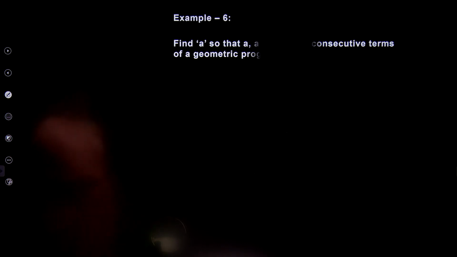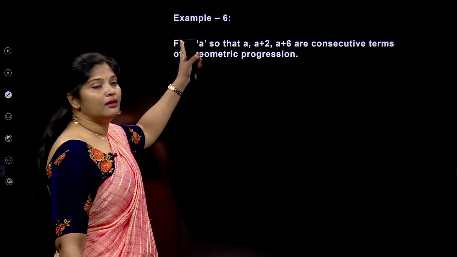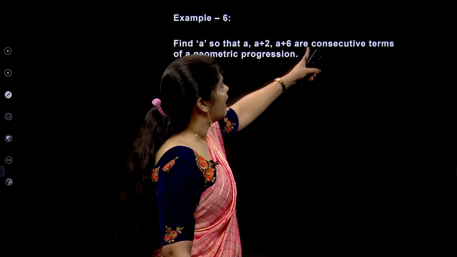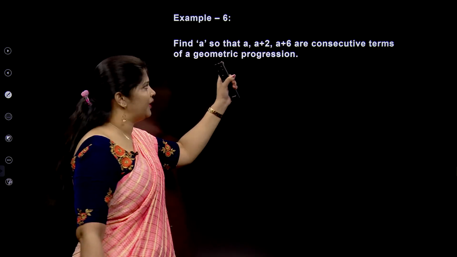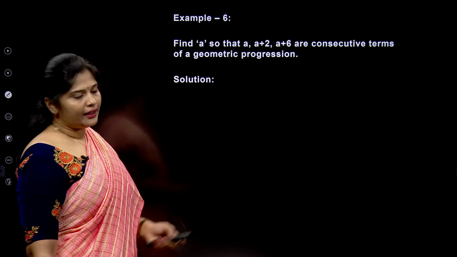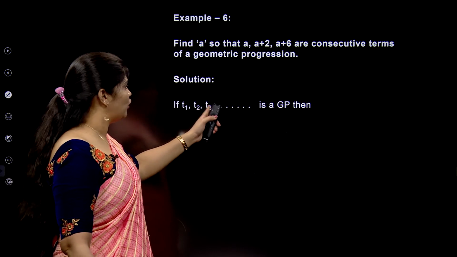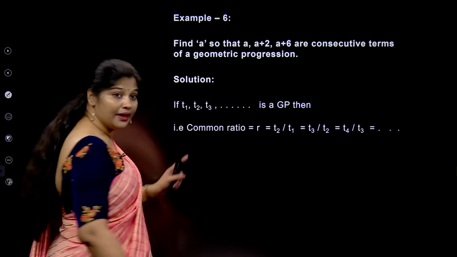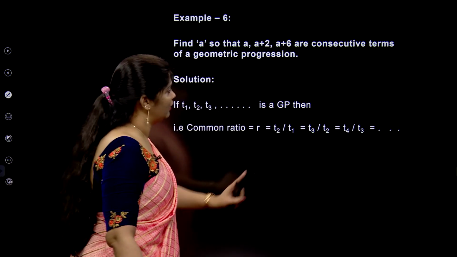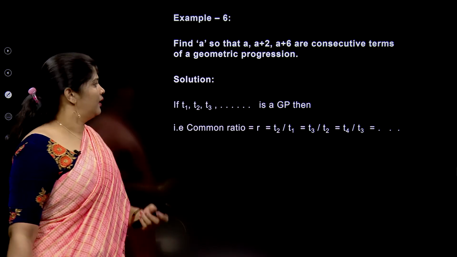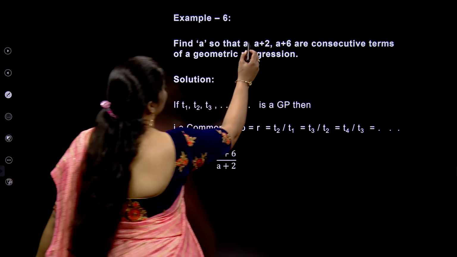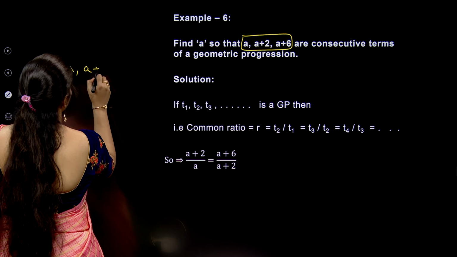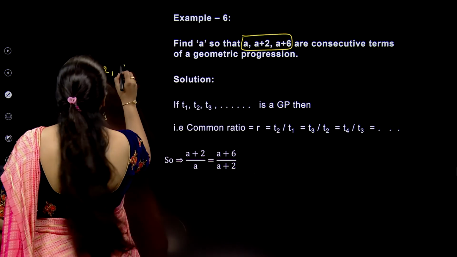Yes. Next question. Find a so that a, a plus 2, a plus 6 are consecutive terms of a geometric progression. If T1, T2, T3 are in GP, then the common ratio is T2 by T1 equal to T3 by T2 equal to T4 by T3 and so on. Here the three consecutive terms are a, a plus 2, a plus 6.